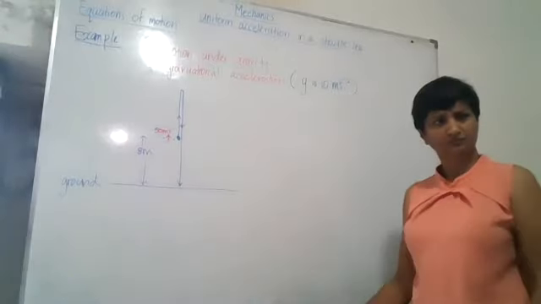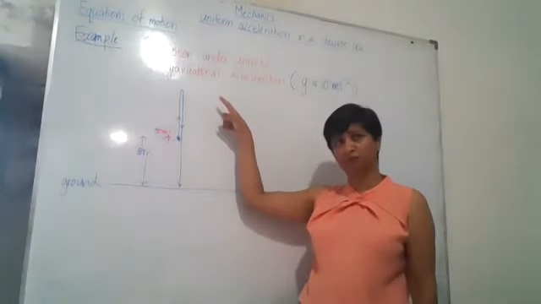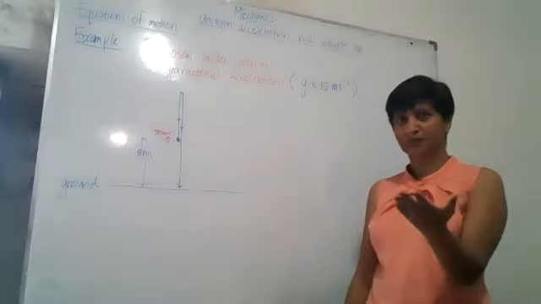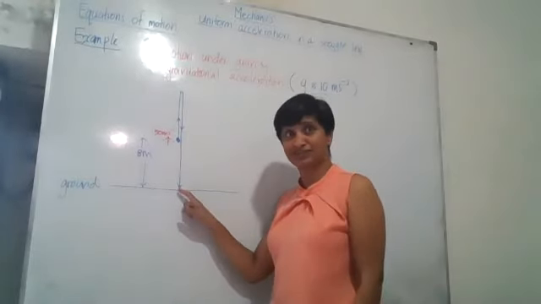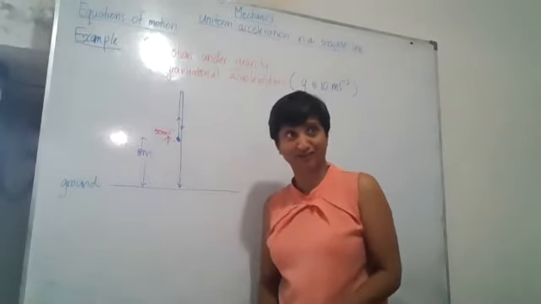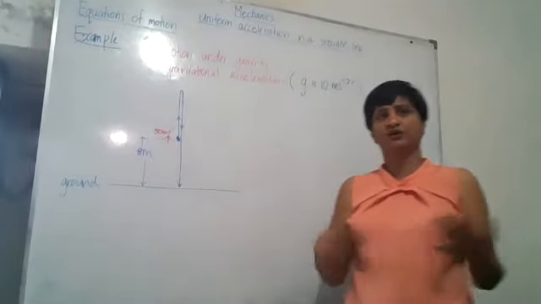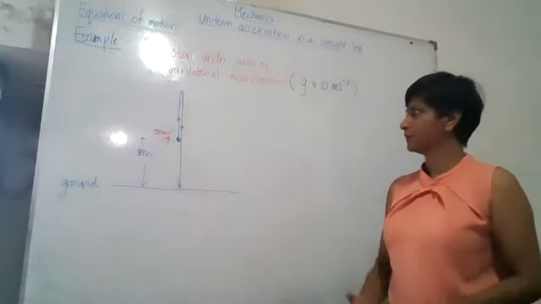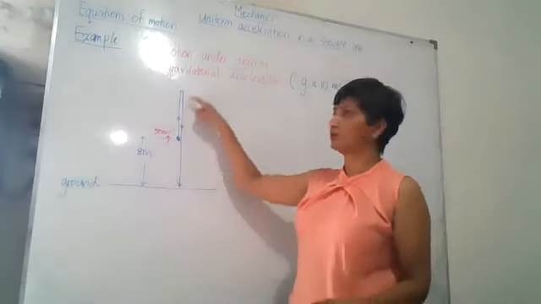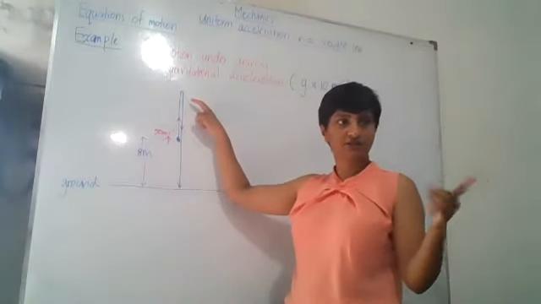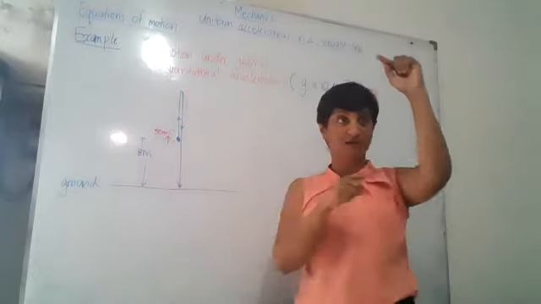The time taken to reach the max, the time taken to reach the top. Can we find it? Yeah. What else? The velocity of it as it strikes the ground, with what velocity it hits the ground. Another question. What else can we ask? The height it reaches, the maximum height it reaches.